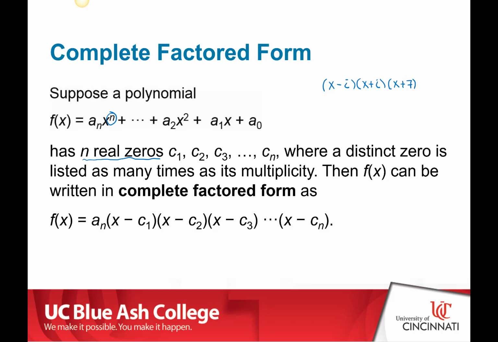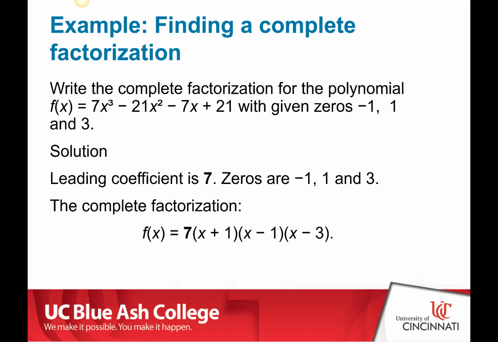But if all of the zeros are real numbers, then you can break it up where you factor out whatever the lead coefficient is, and you multiply times each of the zeros. And it can be broken up like that all the way. So you can take some polynomial and break it up into a series of smaller pieces all multiplied together. Does that make sense? Okay.